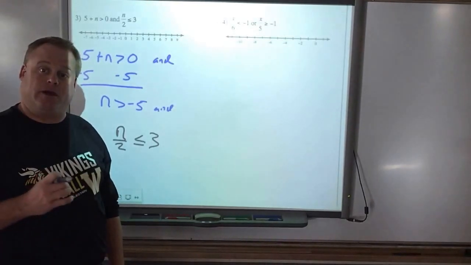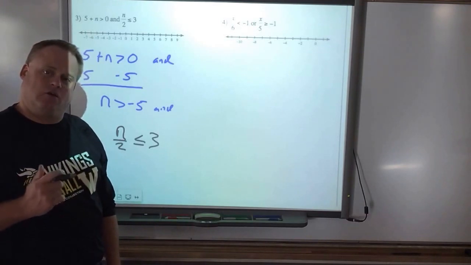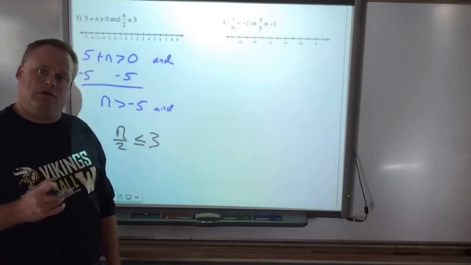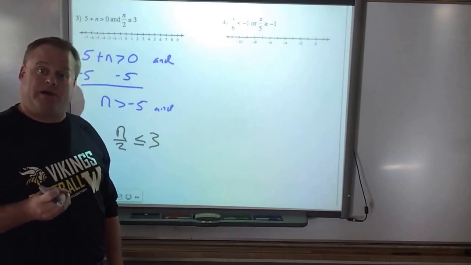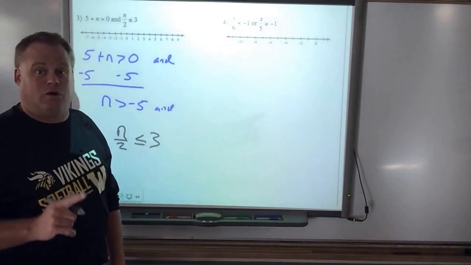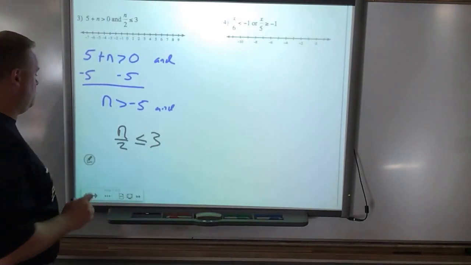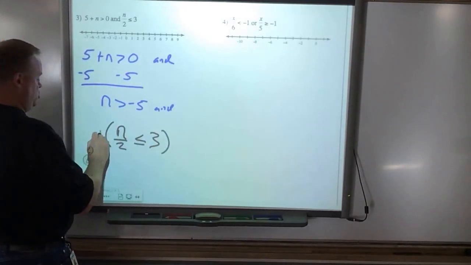Hopefully you're thinking in your head. I was pausing there to give you a second to think. What has he said before? Well, we're going to multiply both sides of the inequality by my denominator, my common denominator. In this case, I only have one denominator, so I want to multiply both sides by 2.